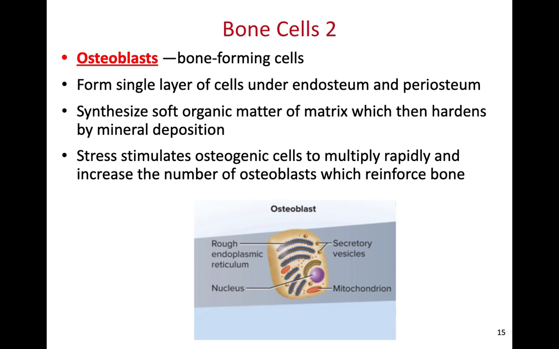In terms of what stimulates the development of osteoblasts, physical activity and high calcium concentrations will stimulate osteoblast activity. So if you want to have higher bone density, you need to have some kind of resistance training, and you need to make sure you get enough calcium in your diet, calcium and vitamin D. And if you have lots of resistance training or lots of impact training, you're going to have increased bone density.